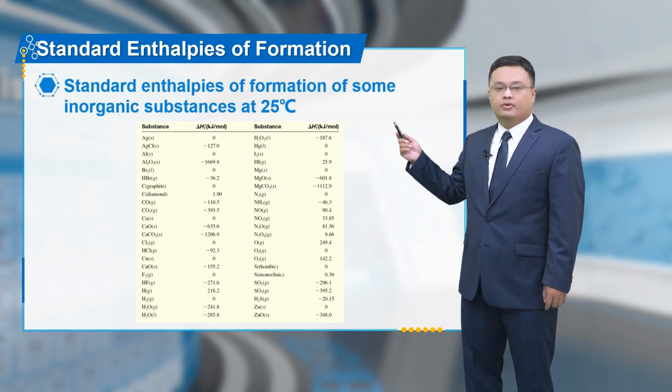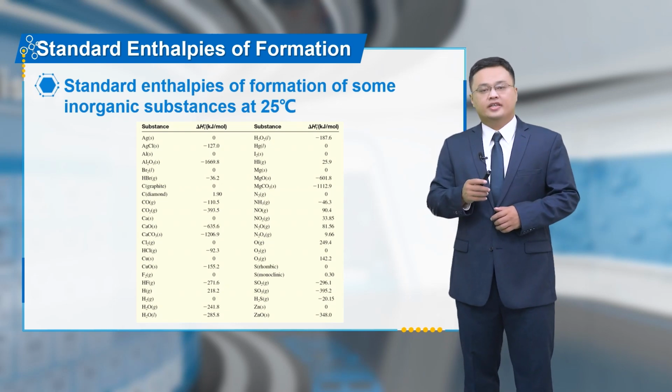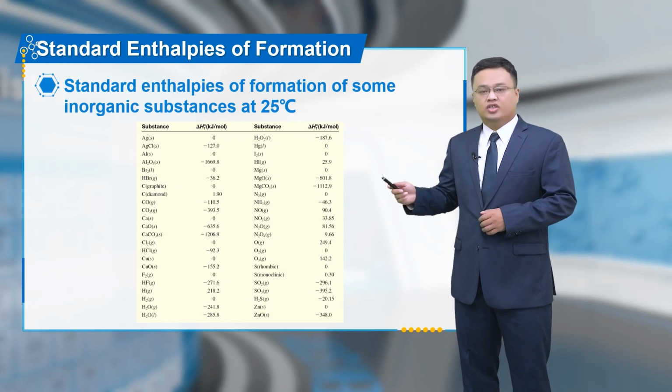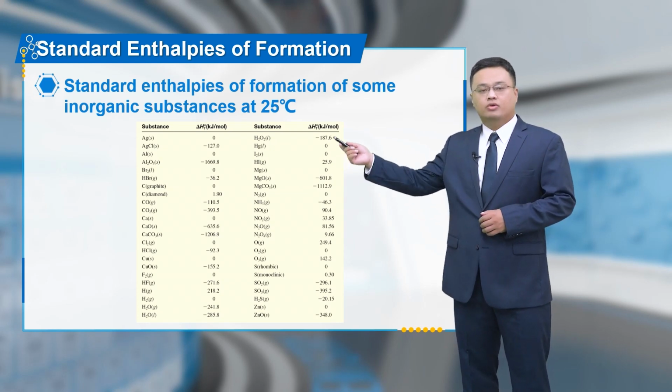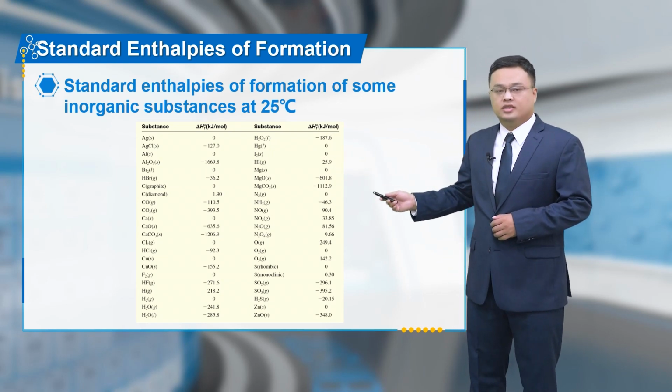Here's a table listing standard enthalpy of formation for some inorganic substances at 25 degrees Celsius. For allotropes, we can find their most stable form in the table, like carbon, like oxygen, like sulfur.